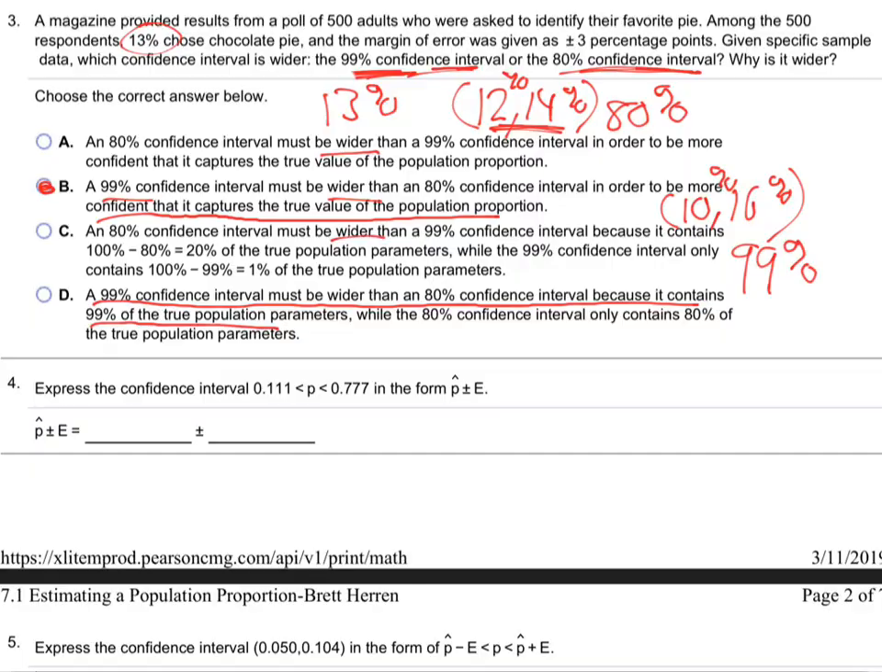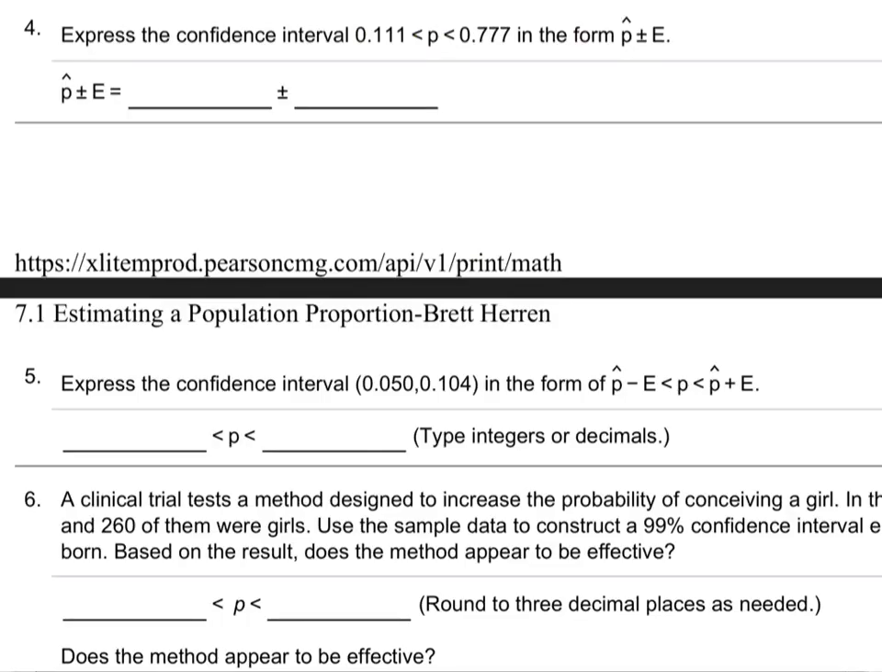Let's move on. Enough with that tricky stuff. Number 4. All right, let's express the... So they're going to have me do one backwards here. These are all kind of weird questions, aren't they? All right, so just a few of these weird questions.